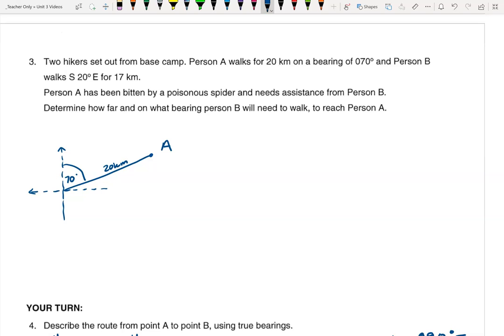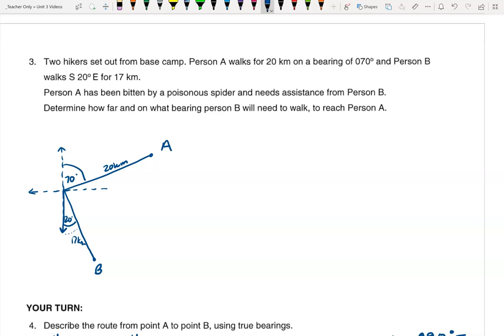Now person B walks from that same original point on a bearing of south 20 degrees east. So we're going to use that southern point of our compass. We're going to go 20 degrees towards the east, and we're going to place person B here. So I'm going to place 20 degrees in there. Person B walking 17 kilometers.